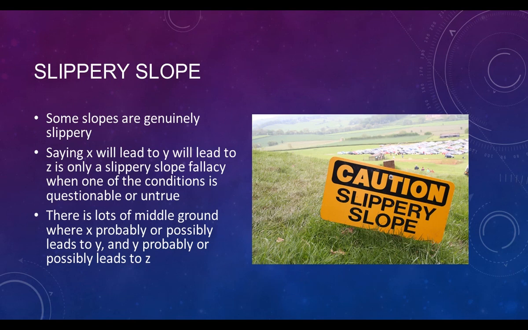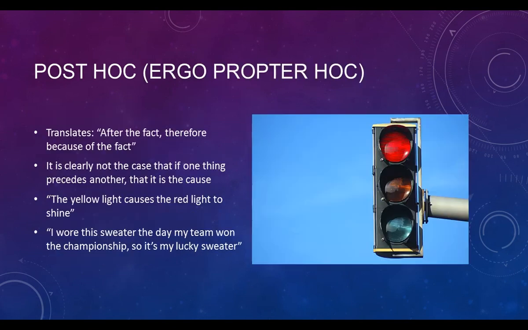All right, so the point is, some slopes are genuinely slippery, right? Sometimes x really does lead to y, really does lead to z, and pointing that out is a perfectly legitimate thing to do in an argument. But sometimes it isn't, and there's a lot of middle ground between those two. There's a lot of gray area between saying this is a totally legitimate set of conditionals, and this is a slippery slope fallacy. Okay, running out of time, so let's move on.